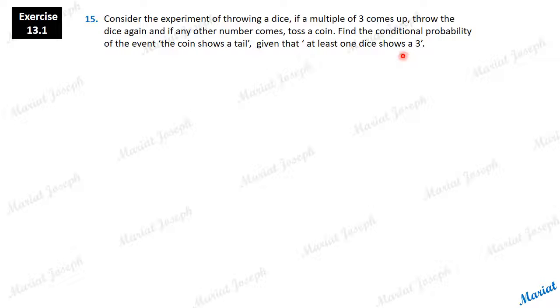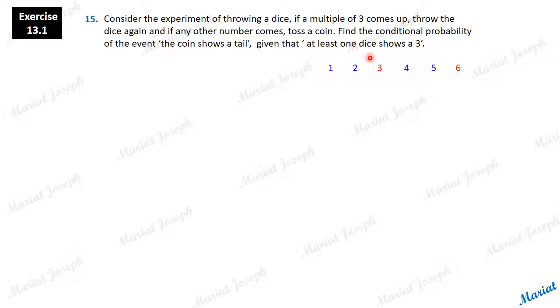To find this conditional probability, first of all, let us write the sample space. What are the possible outcomes? All possible outcomes we need to first write. First of all, let's see how the experiment is being done. The question says, throwing a dice is the first stage. Once you throw a dice, there are 6 possibilities. But the experiment is not complete. Depending upon the result that might come up, the experiment is to be continued.